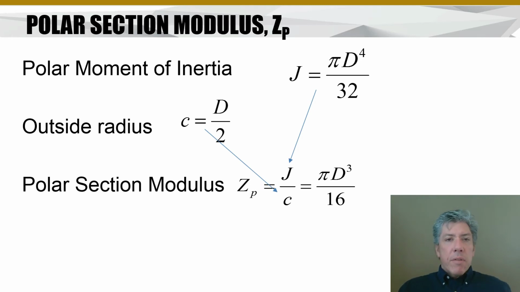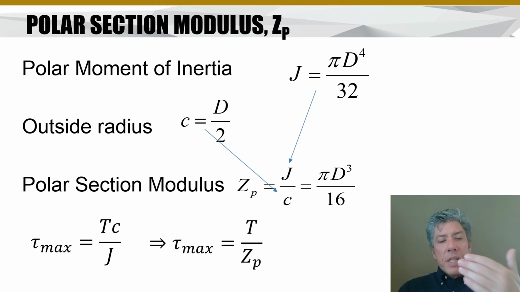You should go to the back of your book now and look in the appendices and find where the polar moment of inertia for many different cross-sectional areas is given. There's a whole part of the appendix devoted to cross-sectional area properties, and you'll find this there as well as the equations for J. So then instead of writing tau max equals TC over J, we can write tau max equals T over ZP.